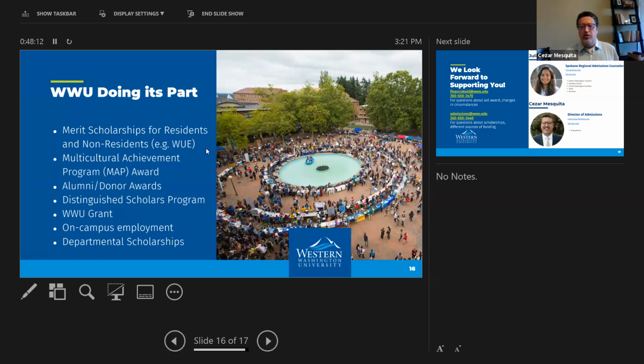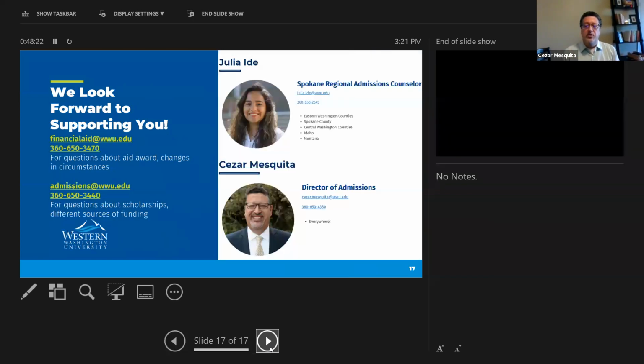You've been invited to apply for those. Western Washington grant, as I noted, also on-campus employment, as well as departmental scholarships that are going to be eligible to you once you declare your major starting in your second year and beyond. So those are available as well.